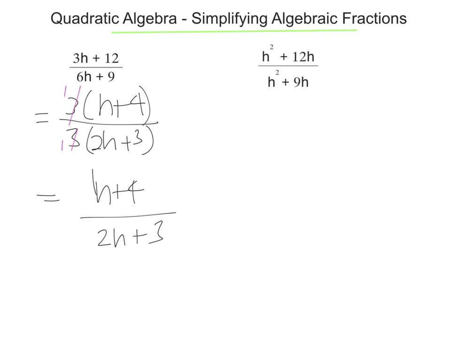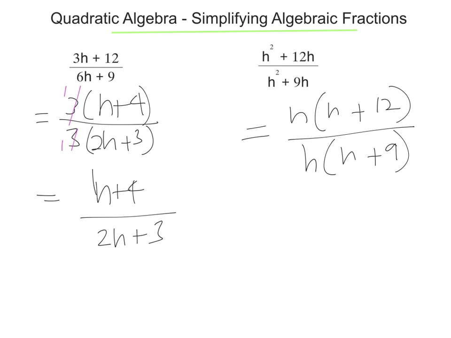In the question on the right, the thing that's in common is the h's. We've got h squared there, which really means hh, another h here, and an h squared there. So the common factors are actually h's. So I'm going to take an h out of the top, the numerator, and h times h would be h squared, and 12 times h would be 12h. On the bottom, take an h out of that, and I'll get h plus 9. So then the h's can cancel. h goes into h goes into h once, and I end up with h plus 12 over h plus 9.